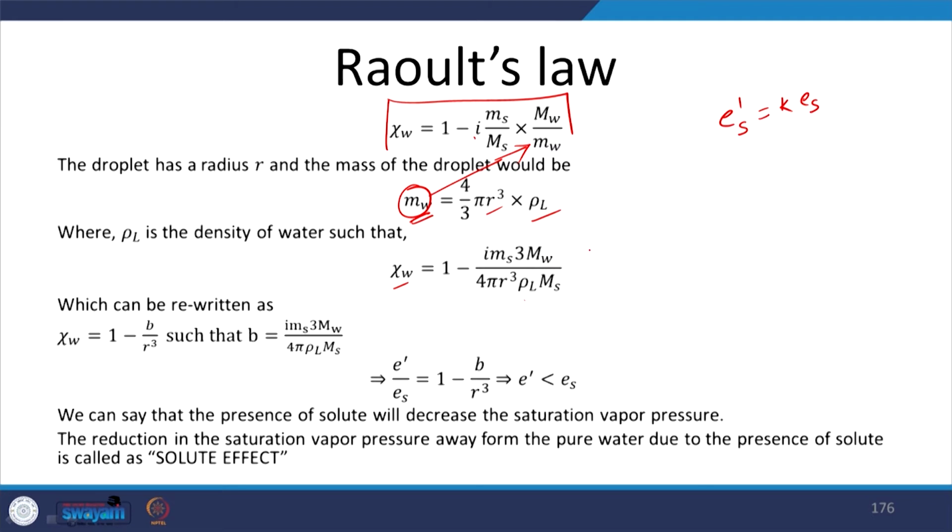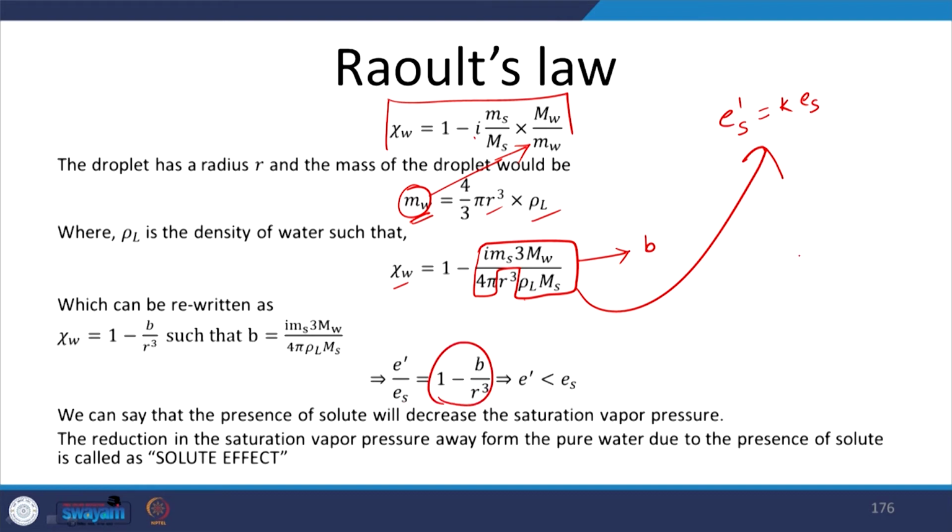So this can be simply written as something, let us say this, all this, which can be constants for a given solution. So chi w can be written as 1 minus b by r cube. All this I am calling as b, and r cube remains, such as I ms 3 mw by 4 pi rho l ms is going to be called as b. So now we substitute this into the empirical relation that we have. So E prime divided by Es is 1 minus b by r cube.